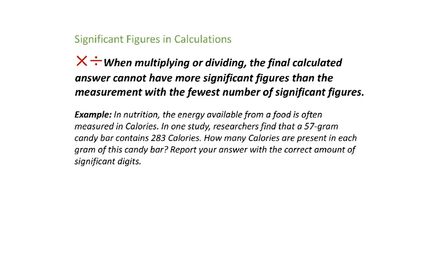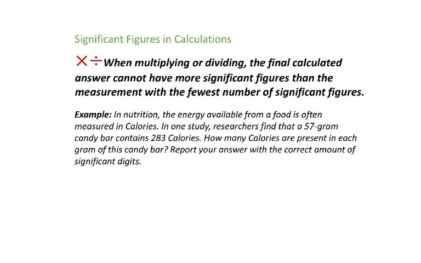And here's another example to work through. In nutrition, the energy available from a food is often measured in calories. In one study, researchers find a 57-gram candy bar contains 283 calories. How many calories are present in each gram of this candy bar? And then, of course, report your answer with the correct number of sig figs, or significant digits.